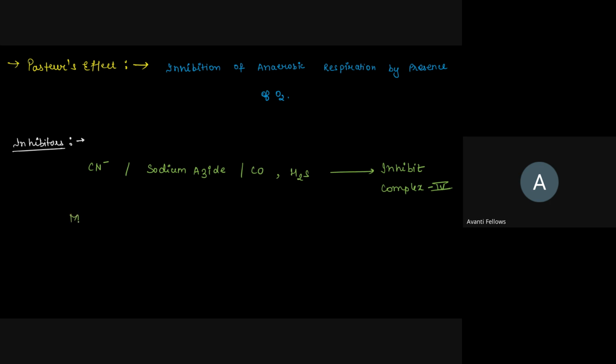At the same time, we have a compound malonic acid. Malonic acid works as a competitive inhibitor. Competitive inhibitor for which enzyme? Succinate dehydrogenase.